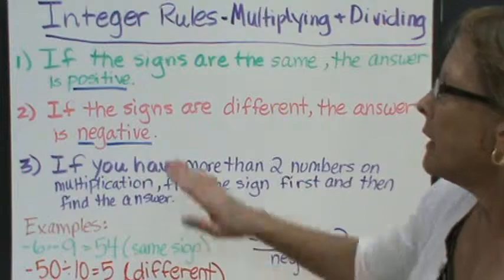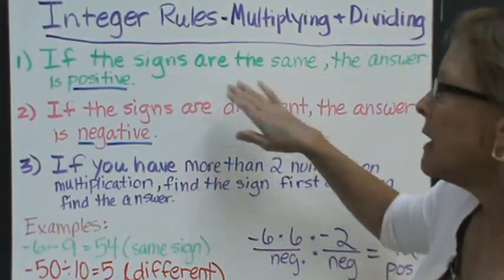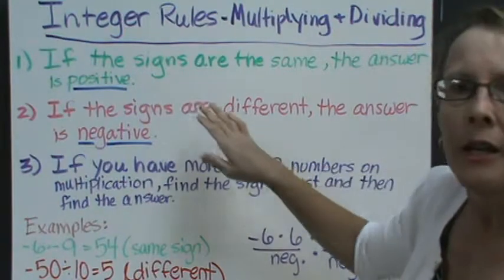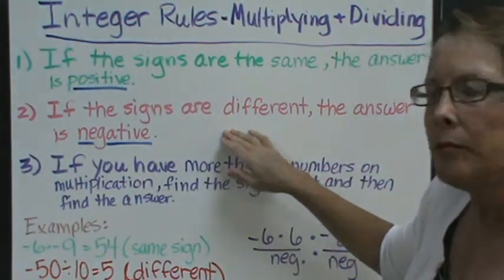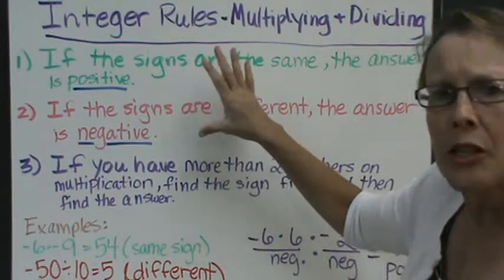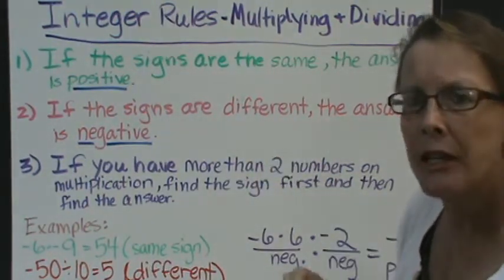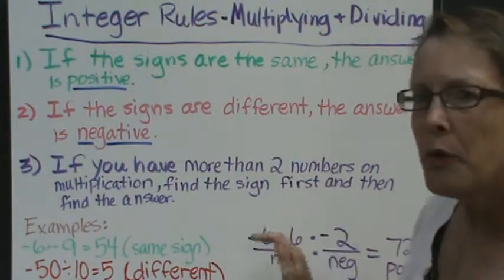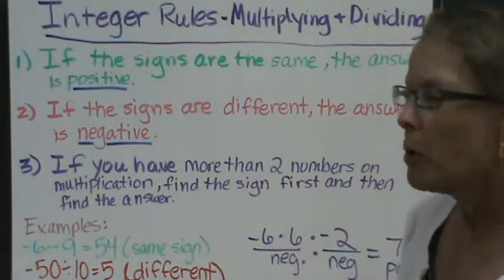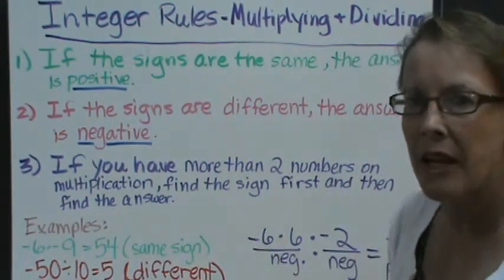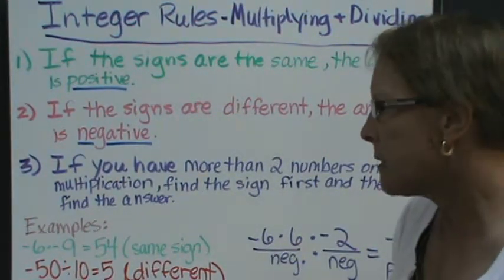Number one, if the signs are the same, the answer is positive. Please write that down. Number two, if the signs are different, the sign is negative. This goes for both multiplication and division. Okay? And if you have more than two numbers, when you are multiplying, find the sign first and then find the answer. Let's look at some examples.